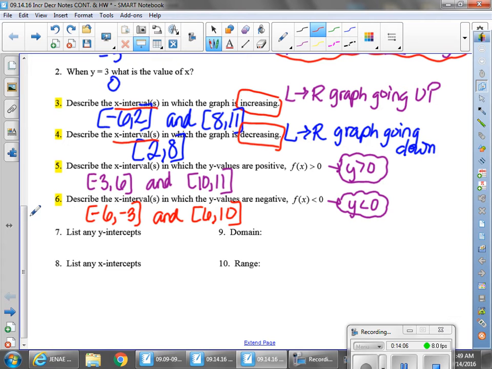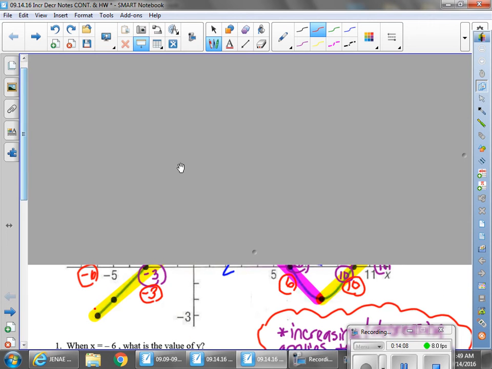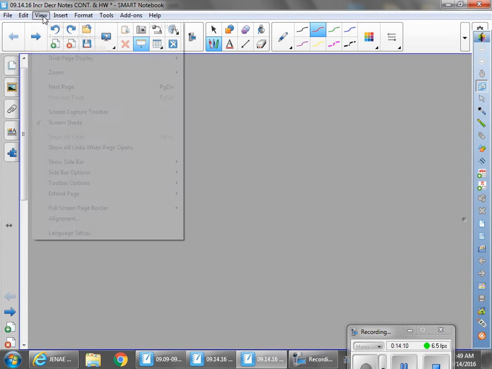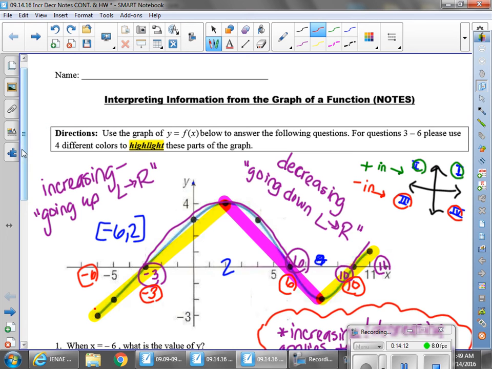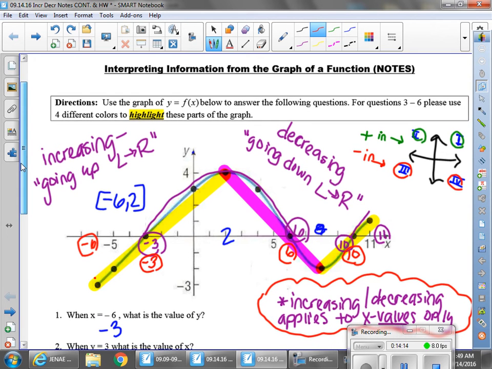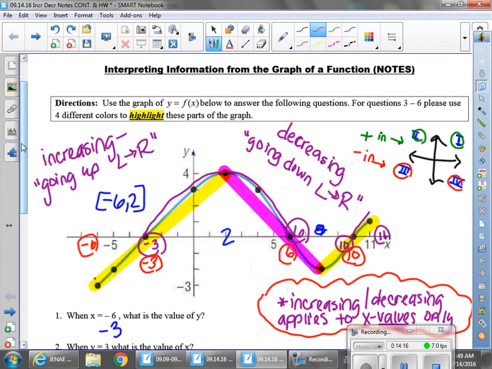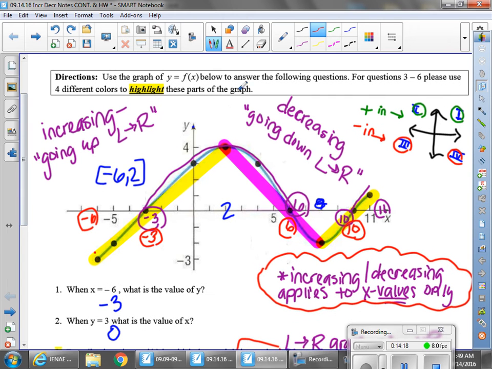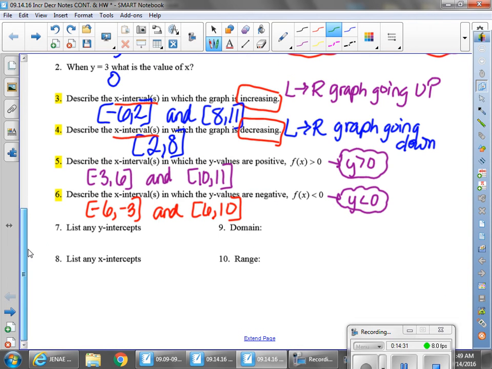Nice job. Are there any y-intercepts? Let's see if I can get rid of this shade. Where are my y-intercepts? How would you write that as an ordered pair? 3, 0 or 0, 3? 0, 3. So here's my y-intercept, where the graph crosses the y-axis. Only have 1.